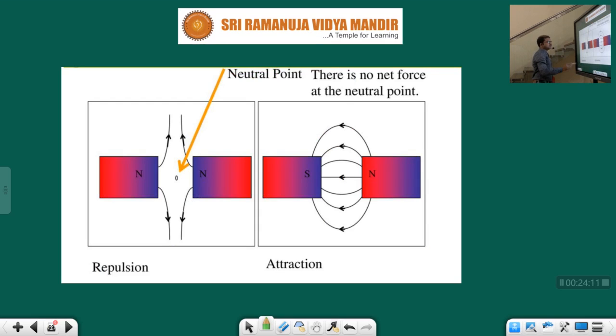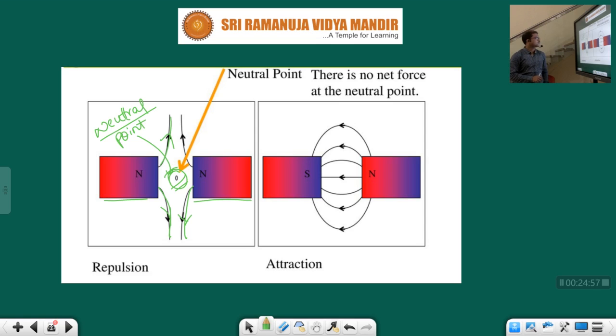See, children, suppose you are placing north pole and north pole. This is the direction of magnetic field lines, and at this middle point there is no magnetic field. This point is called a neutral point. Why I am saying neutral point, children, is that there won't be any magnetic field at the neutral point. If there is no magnetic field, there won't be any force either.